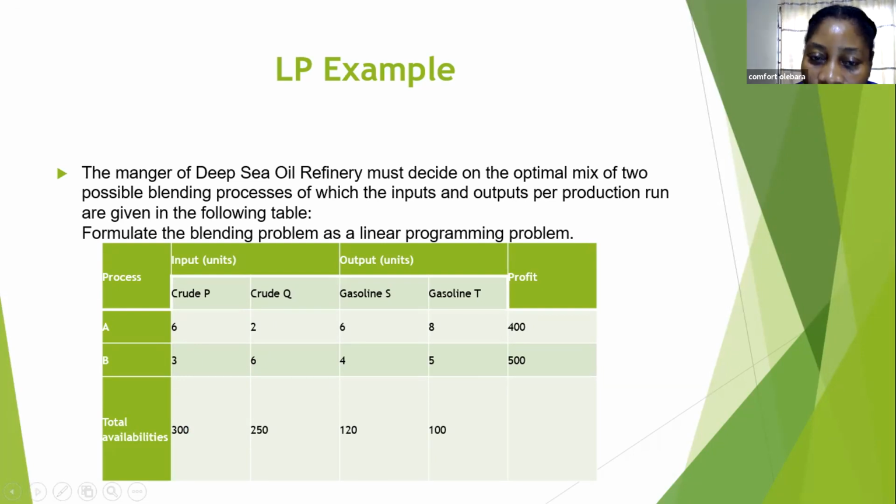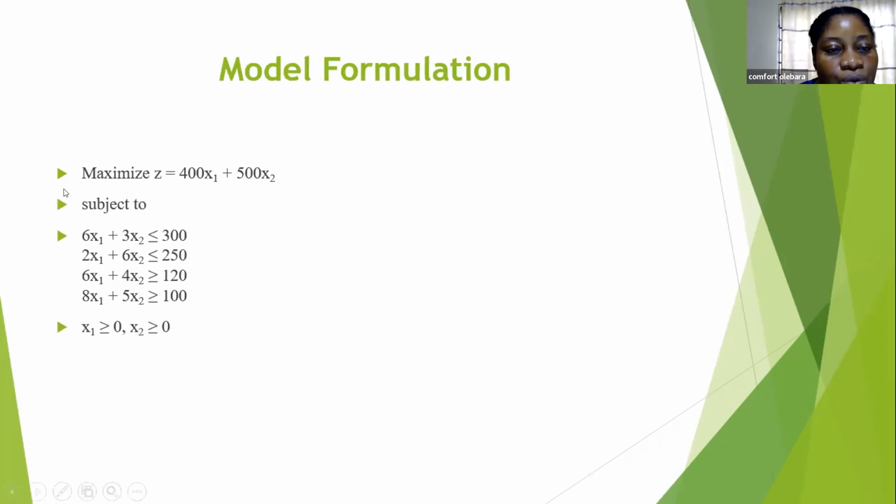But on the side of the outputs, we should be expecting a higher yield than what we put in. So in this case, we have 6x1 plus 4x2 greater than or equal to 120. On the gasoline T, we have 8x1 plus 5x2 greater than or equal to 100. So next slide. This is the formulation of the model. As already indicated, we have maximize Z equal to 400x1 plus 500x2 subject to these constraints.